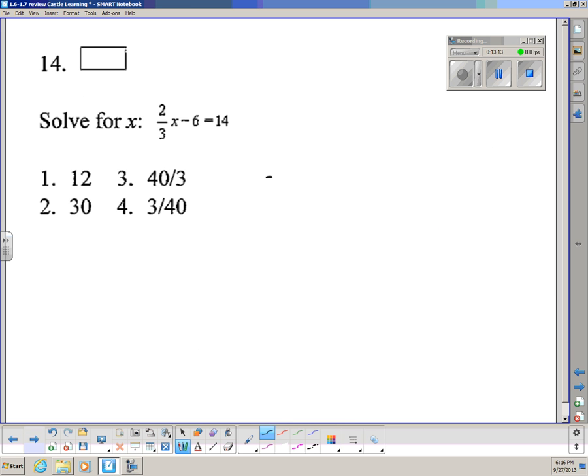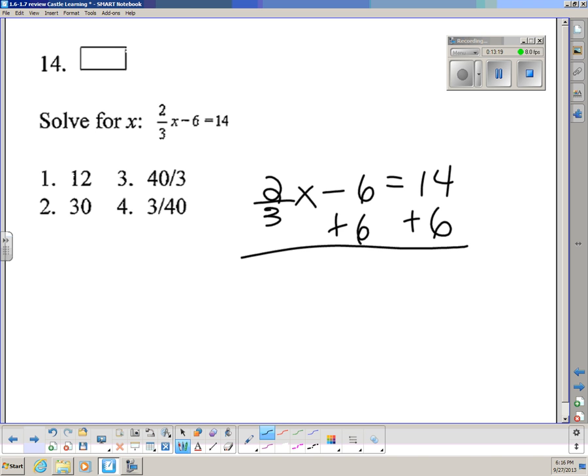All right, number 14, solving for x. We have 2/3 x minus 6 equals 14. Add 6 to both sides. We have 2/3 x equals 20. And there are a few ways you could handle this. You could multiply by 3 on both sides and then divide by 2. Another way is to multiply right off the bat by the reciprocal fraction, 3 over 2. That's a quicker way to handle it.